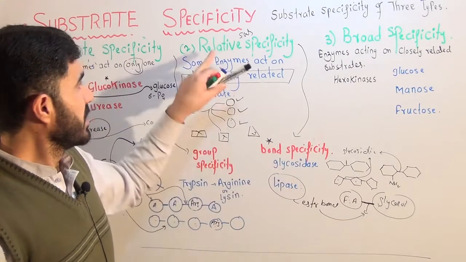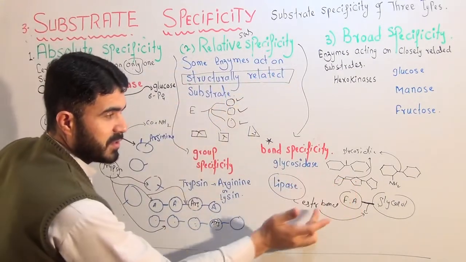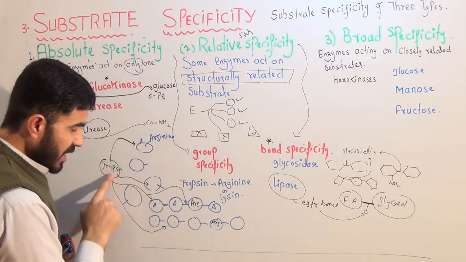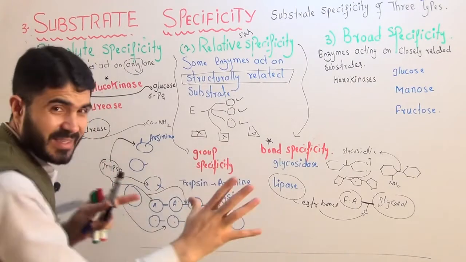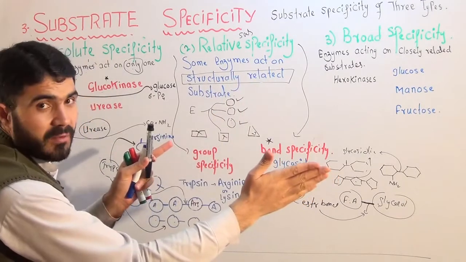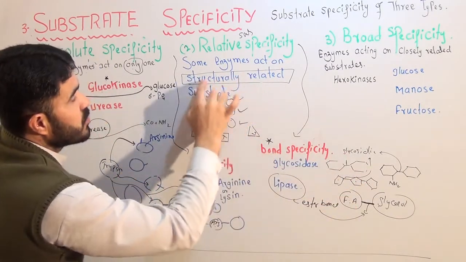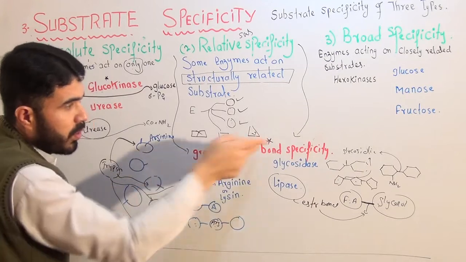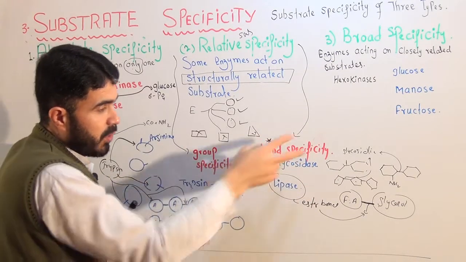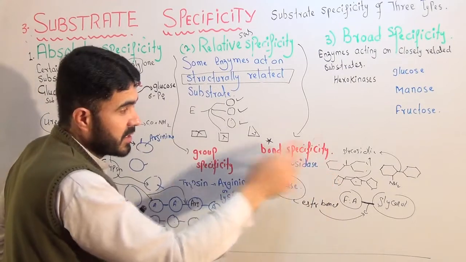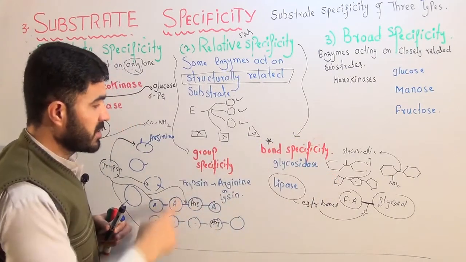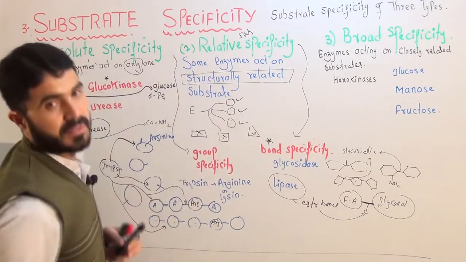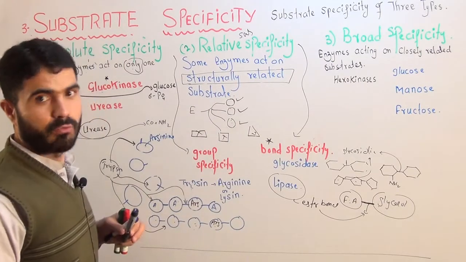Again, this is a relative specificity. This is also relative specificity because we have one enzyme acting on more than one substrate. In both cases, one enzyme is acting on more than one substrate. But the substrates are structurally related, meaning they can have a similar group or similar bond. If the enzyme is acting on a similar bond, it is called bond specific. If the enzyme is looking for a similar group, it is called group specificity. Both bond specificity and group specificity are called relative specificity. It's quite enough for you to write on 3 or 4 pages.